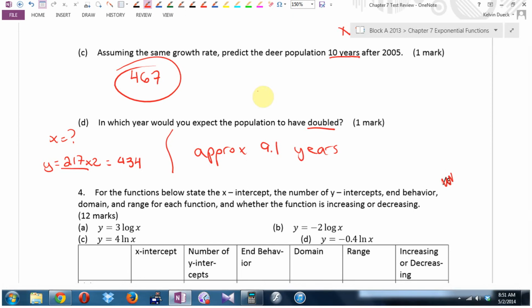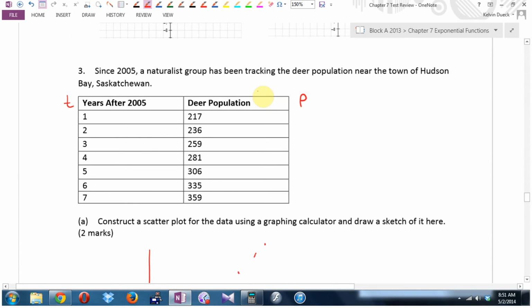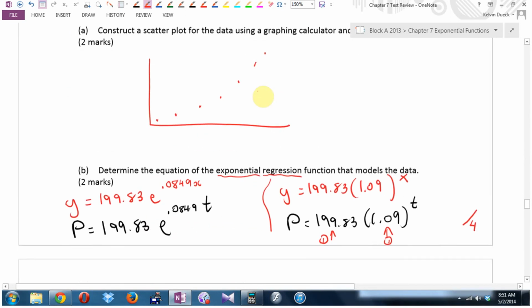I guarantee on the written section of your test, I'm going to give you some type of data. It's going to be an exponential growth or decay. And then I'm either going to give you an X value, say find the Y value, or give you a Y value, say find the X value, and ask you to do something with it.